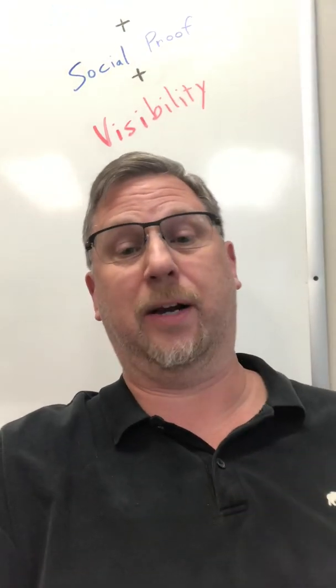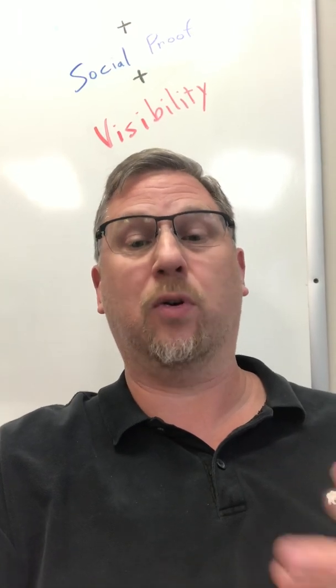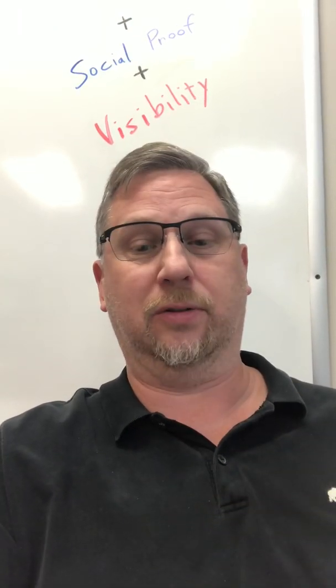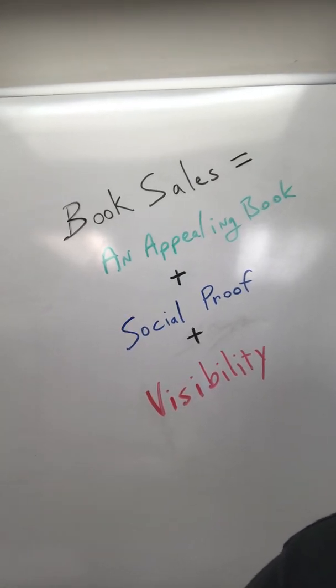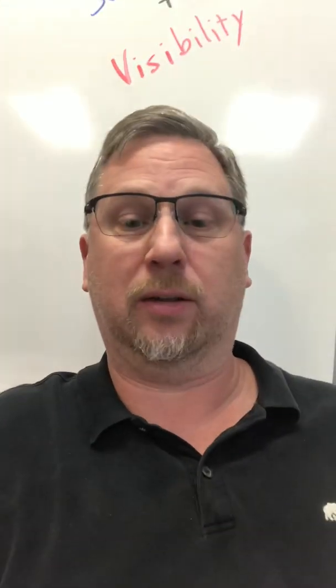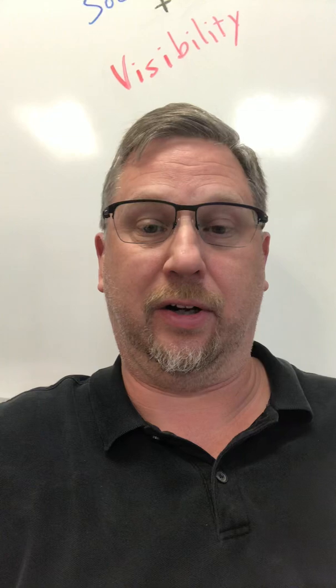The best thing that perhaps I have in that book is the formula that I came up with for book sales. It's a very simple formula. It's right here on the board behind me. Book sales equals an appealing book plus social proof plus visibility. All that really means is, number one, you have an appealing book. That means you write the book for your intended audience, your target audience. Make sure you appeal to their wants and needs. The second part is you want a professional looking book cover, and you want copy editing done by a professional editor, so you don't have any spelling errors and grammar mistakes. That's all part of an appealing book.